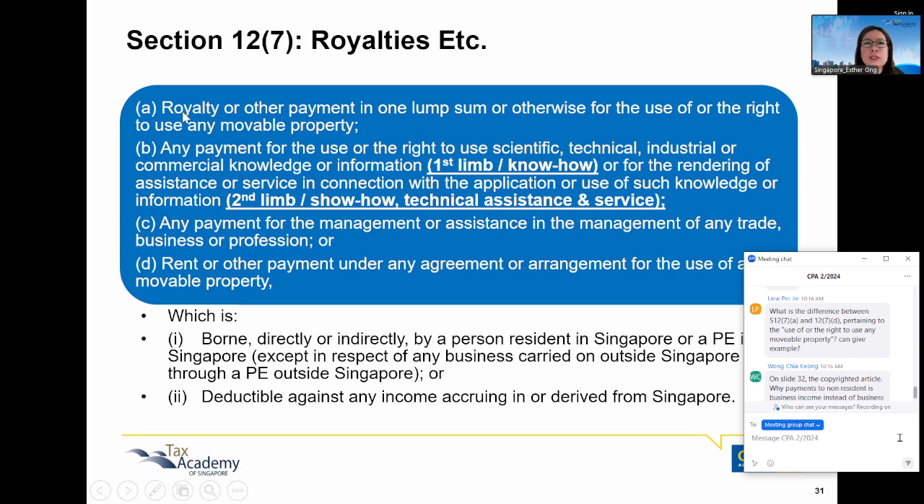So for A, the example I can give you is maybe intellectual property. Then you pay royalty based on lump sum or otherwise, because sometimes the royalty could also be based on other bases of calculation. It may not be in one lump sum. It could be a percentage of, let's say, sales for the use of the intellectual property. Then for D, rent or other payment. This one could relate to maybe rental of a ship or a vessel or aircraft. So you pay rent as provided under any agreement for that ship or aircraft.